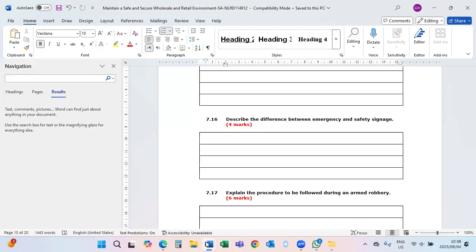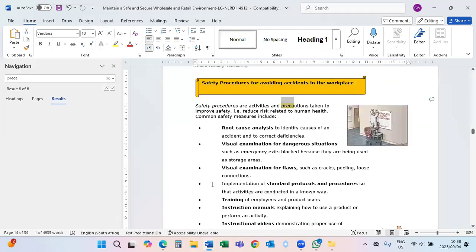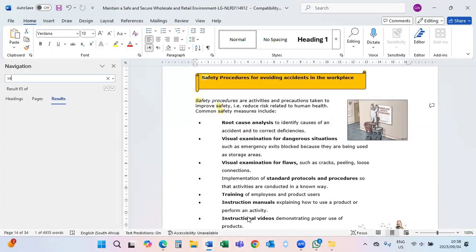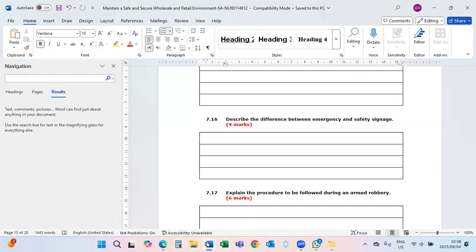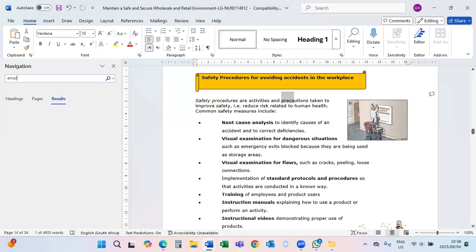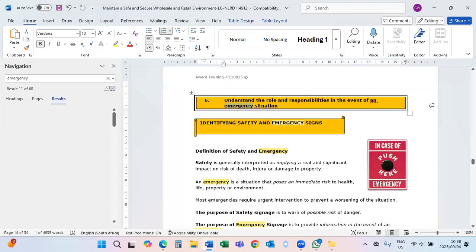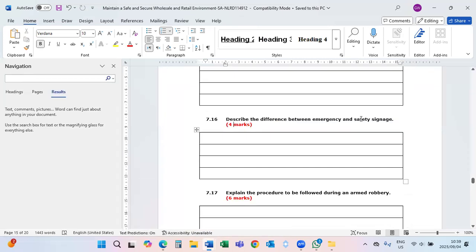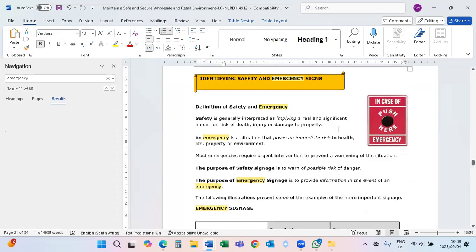So we could even look it up. You might even find more information here on SSOPs. Let's just see if it says it here. No. Let me just go and get the wording. Let's just use the word emergency. We might get a better result. Control F, emergency. Let's have a look. Nope. So there we go. There's the difference of safety and emergency, and that's really what this one's talking about here. The difference between emergency and safety signage. You'll find the information here on page 21. So there are the definitions there.